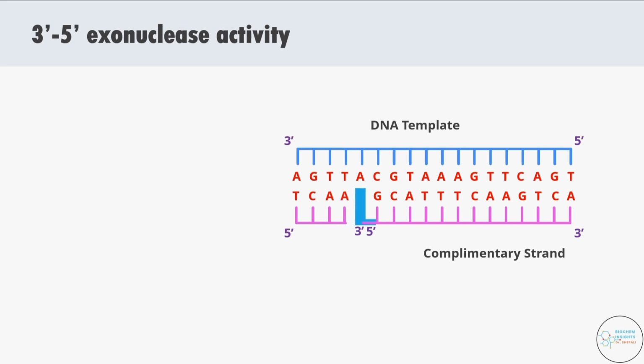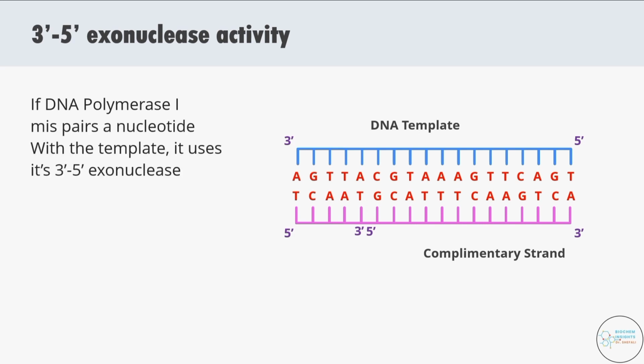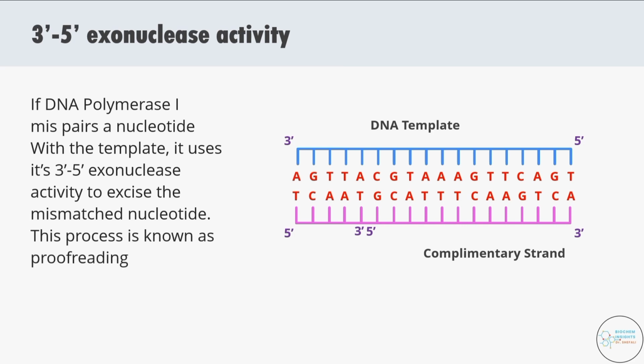And what is the term I told you about 3' to 5' exonuclease activity? It's proofreading. Again, after which DNA polymerase 1 performs 5' to 3' polymerase activity and adds the correct base corresponding to the base present on the template strand. So we can say that if DNA polymerase 1 mispairs a nucleotide with the template, it uses its 3' to 5' exonuclease activity to excise the mismatched nucleotide. And this process is known as proofreading.